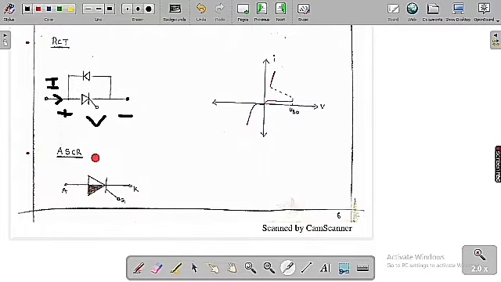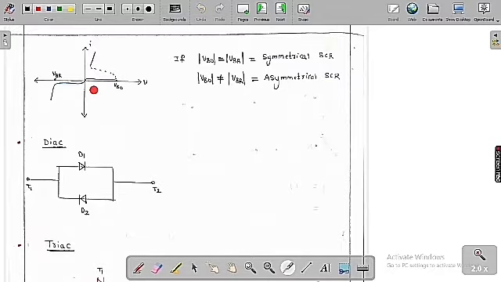Now we'll discuss the ASCR, the asymmetrical semiconductor, or we can say asymmetrical silicon controlled rectifier. ASCR is nothing but an asymmetrical SCR, where we keep two thyristors in such a manner. Suppose you keep two symmetrical thyristors in anti-parallel to each other, then what do we get?